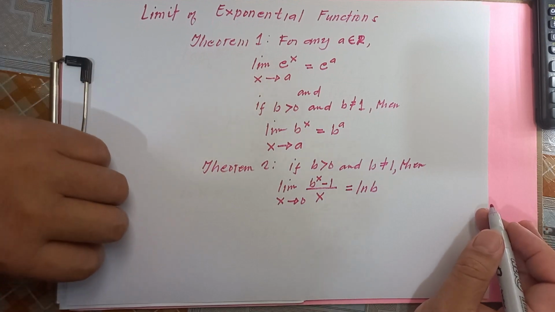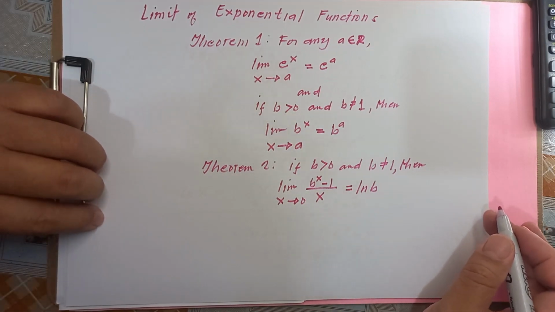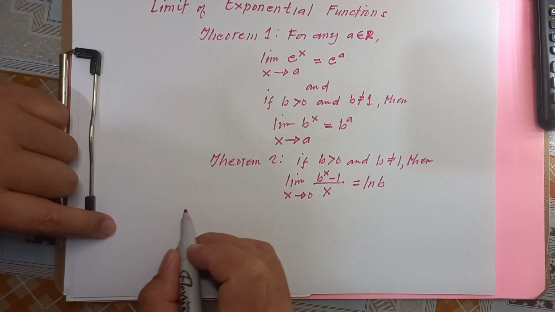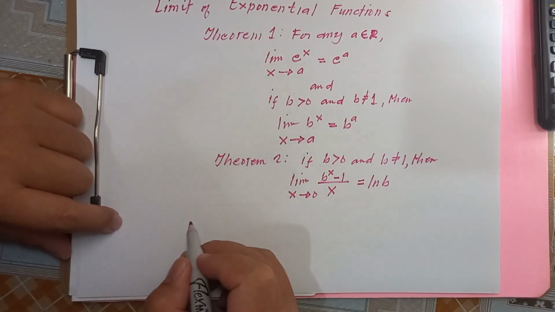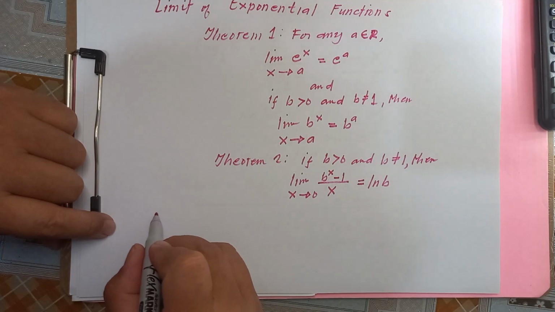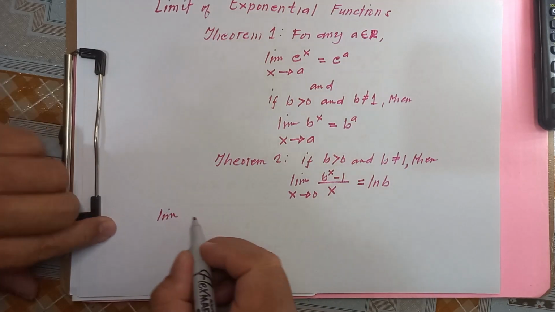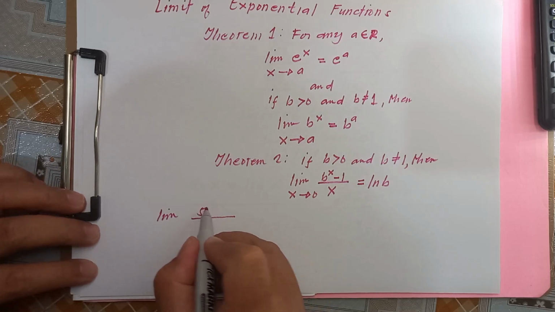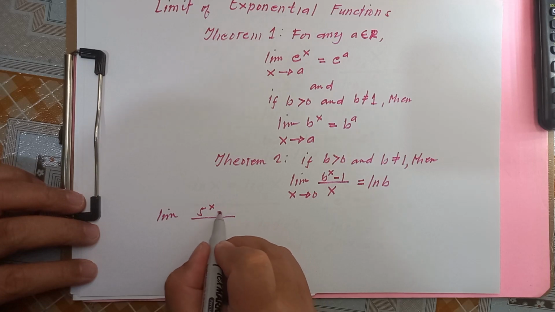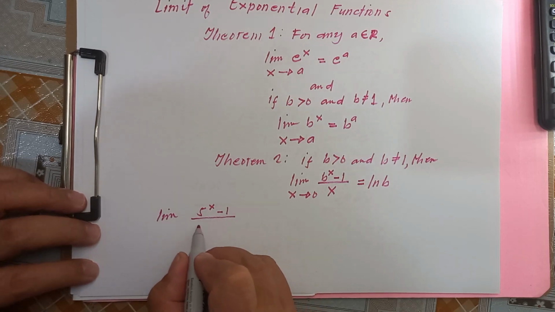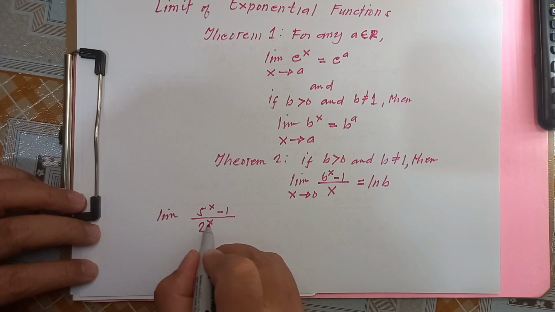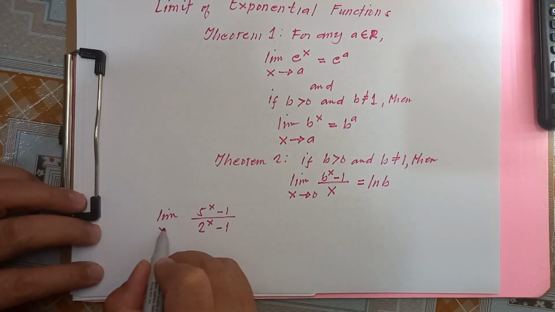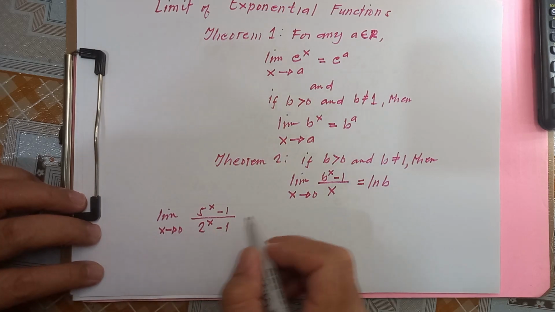We can understand the application if we give an example. The example here is the limit of the quotient 5 raised to x minus 1 over 2 raised to x minus 1, as x is approaching 0.